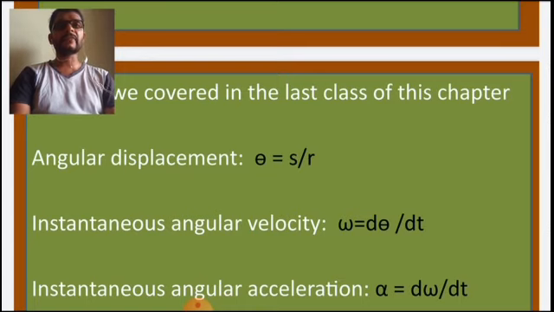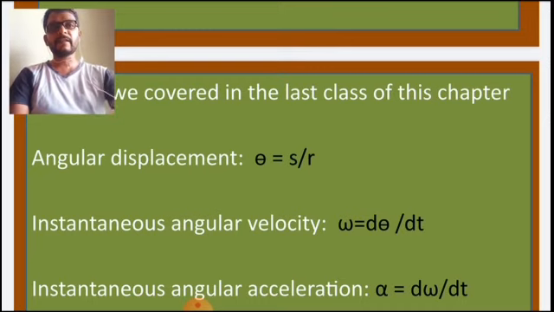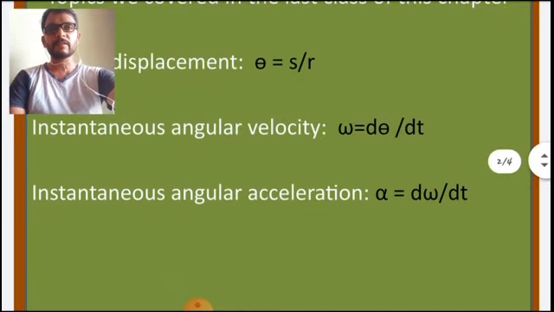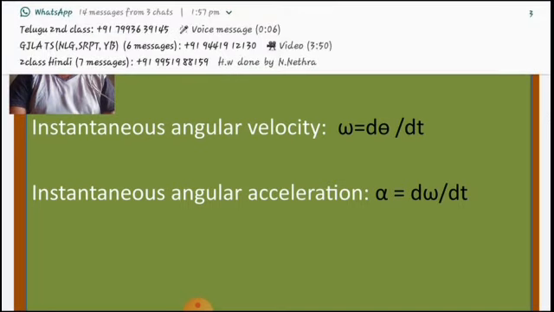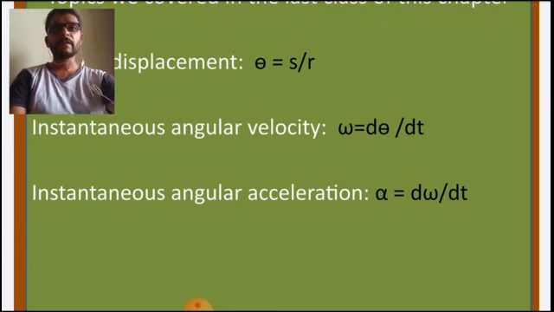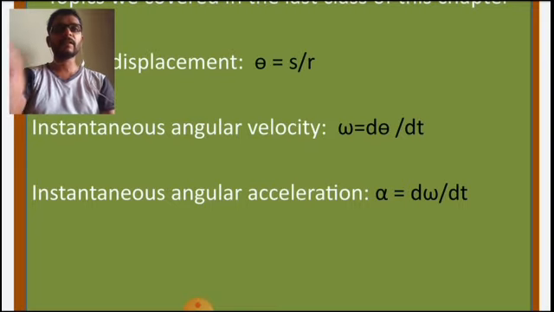And instantaneous angular acceleration. See here, what is instantaneous angular acceleration? Just like general acceleration is the rate of change of velocity, here the instantaneous angular acceleration can be defined as the rate of change of angular velocity, which is called angular acceleration. It is represented by alpha, where alpha is equal to d omega by dt. Instantaneous angular acceleration. Okay, right.